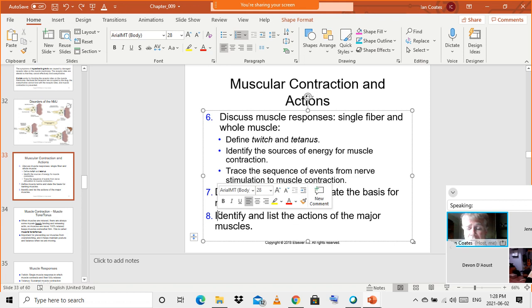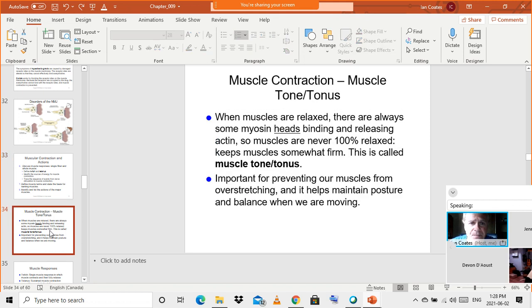You're obviously not going to have to know all the muscles. You know what I mean? Who knows, I don't even know them all. And I know what I need to know. We're just going for major muscle groups, and you guys will see what we're talking about here. Identify and list the actions of the major muscles. So let's get on with this here.